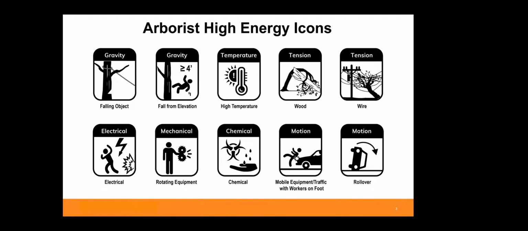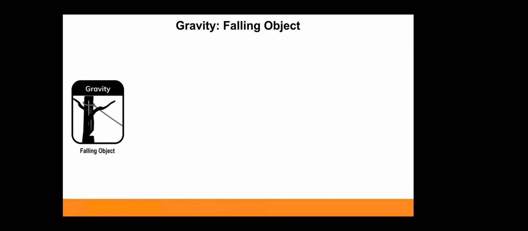Take time to understand each Arborist high energy icon and how it applies to the work you perform. Consider how you would use this information while planning your work to make sure any present high energy hazards are addressed. Consider how you would use these icons to teach a new team member about the high energy hazards of the industry. The first Arborist high energy icon is gravity, falling object.